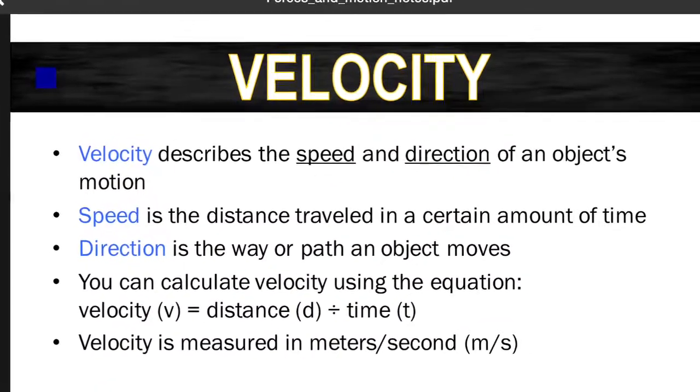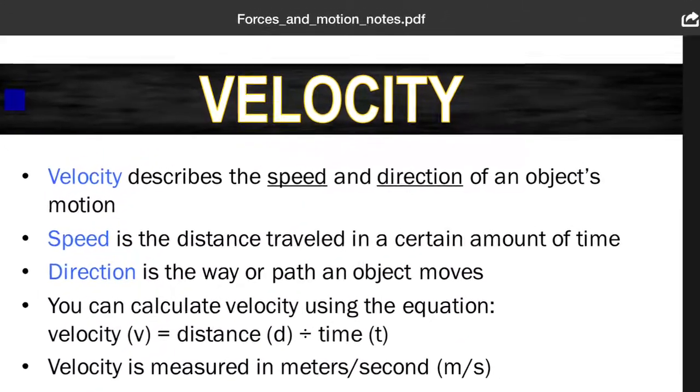The word motion means moving something. It involves three things. First, speed. Second, direction. And third, position, where something is in relation. So those three things we will use to explain motion.